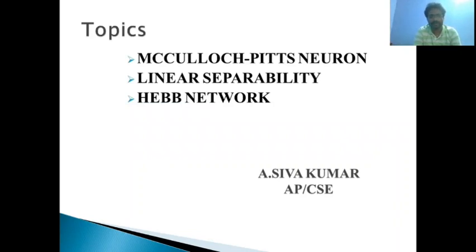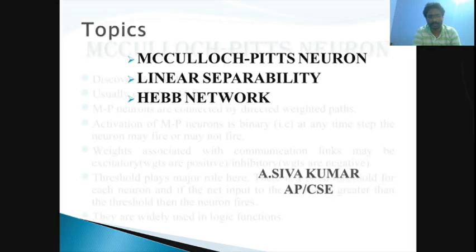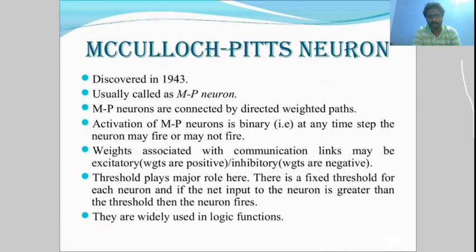Today we are going to discuss the topic of McCulloch-Pitts neuron, linear separability, and Hebb's network. First, we are going to discuss the McCulloch-Pitts neuron. This neuron was discovered in the year 1943. Usually it is called the MP neuron.